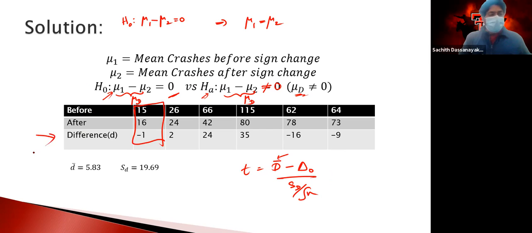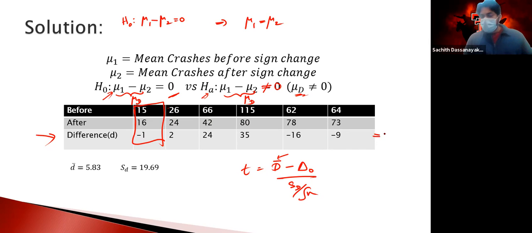So this column right here is the difference D. Always start from the first one, subtract the second one. Don't mix them in the middle of this process. So always before minus after. Before minus after, it is -1. Before minus after 2, something like that.